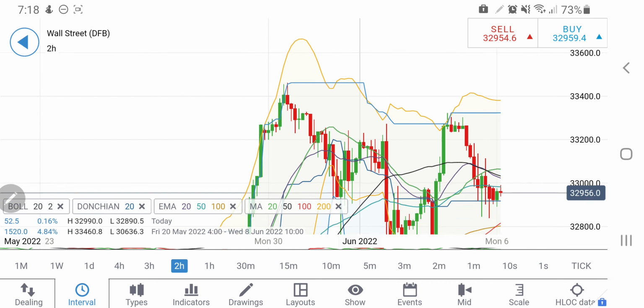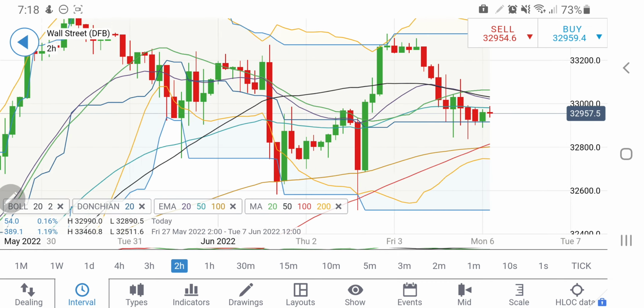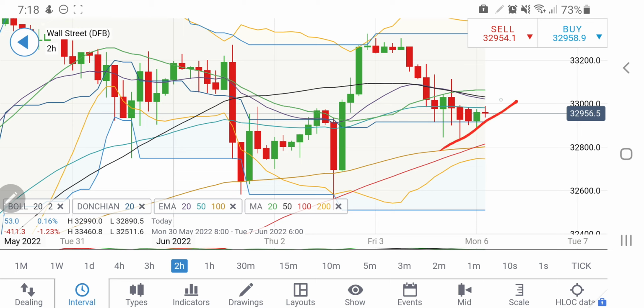Now look at the 2-hour charts. On the 2-hour charts too, it is trying to consolidate and give a breakout. See lower highs and higher lows. The next resistance is at around 33,100 levels, 33,050, 33,100, and then beyond that we may see it rising towards the 33,200, 300 zone. So one can go long at 33,000 levels.